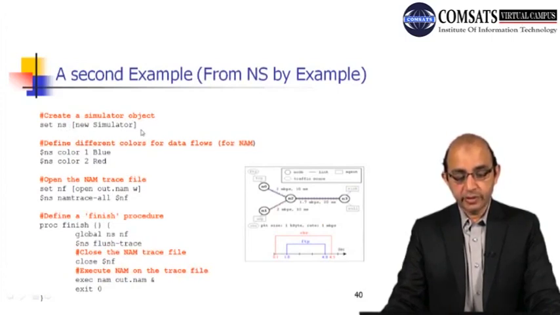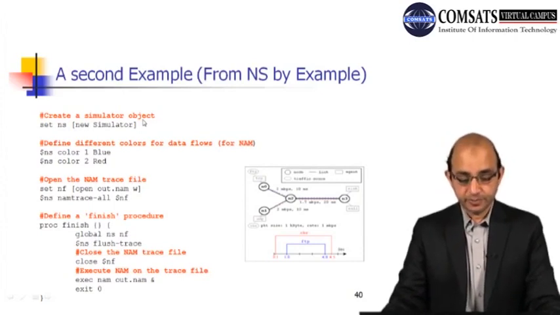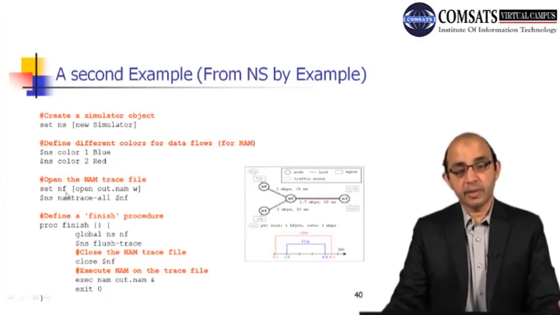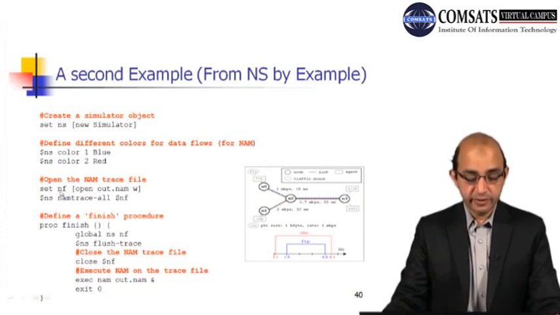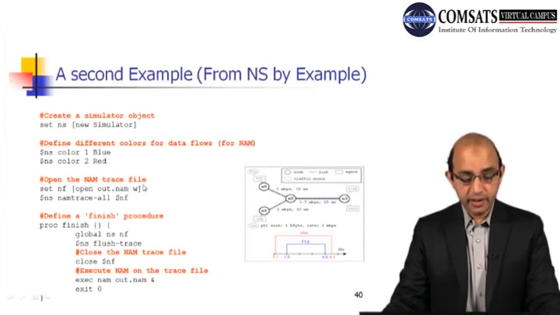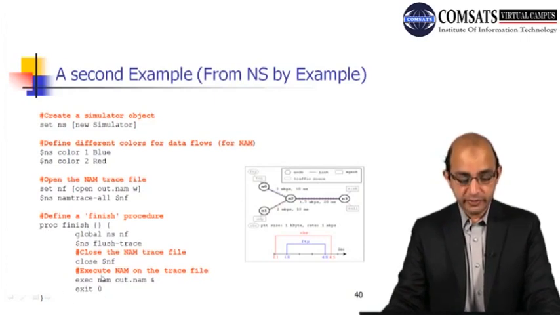ns new Simulator. We have to create a new simulator object. Now we are defining different colors for different applications, for different data. So color 1 blue, color 2 red. Here we are opening the nam trace file, nf nam file, open out.nam. This is for writing, and nam trace all. Then the finish procedure. Proc finish. This is the finish procedure.